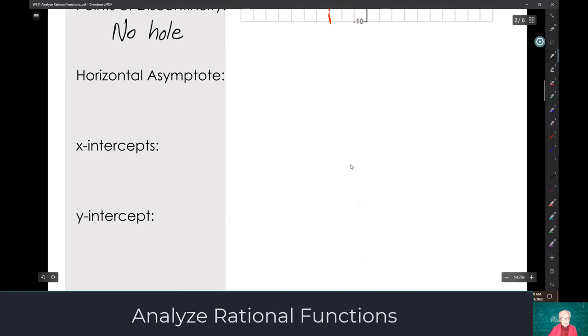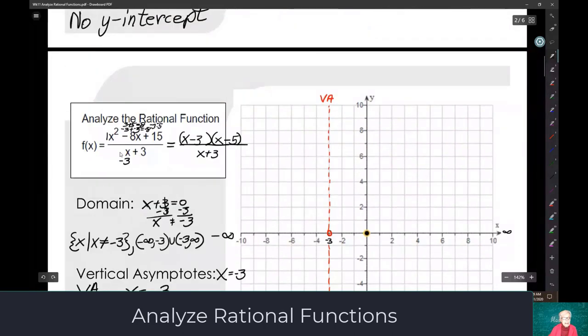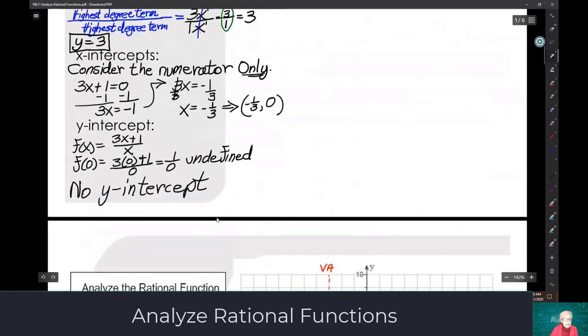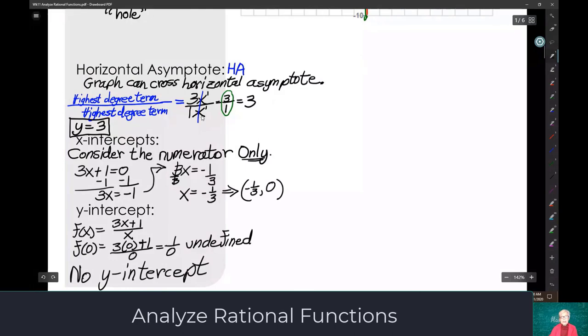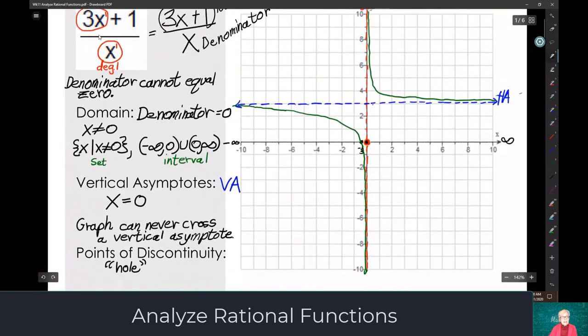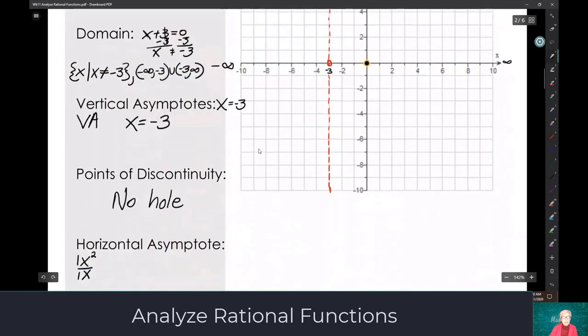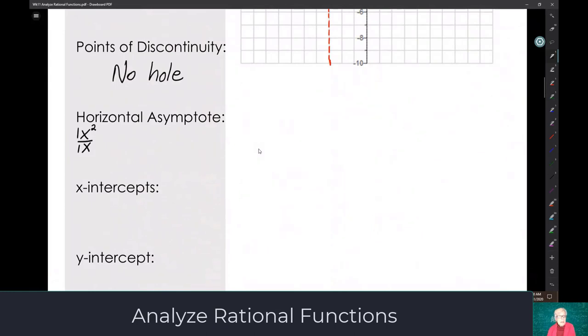Now, the horizontal asymptote. We take the highest degree term from the top and the highest degree term from the bottom, and we make a fraction out of them. So this is x squared over x. And in fact, that's 1x squared over 1x. Notice what happened last time. The x's canceled because they were both x to the 1. They were identical. And I got 3 over 1, which is 3. But this time, they're not identical. When you cancel these, you're still going to have x.